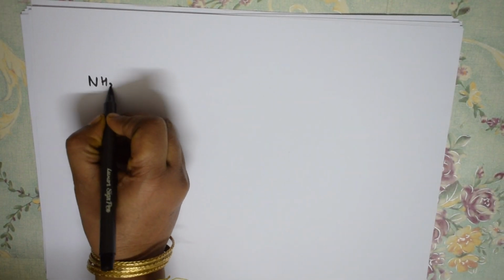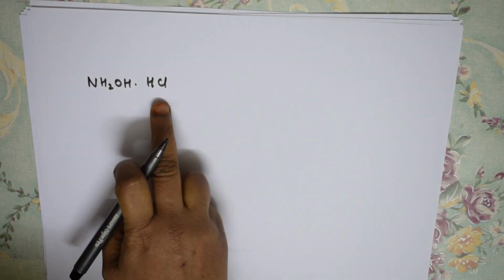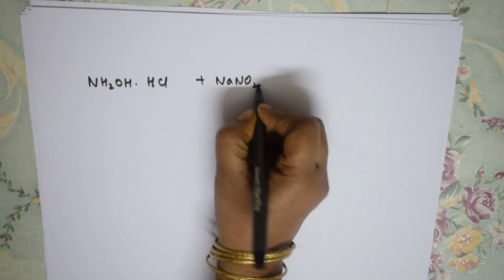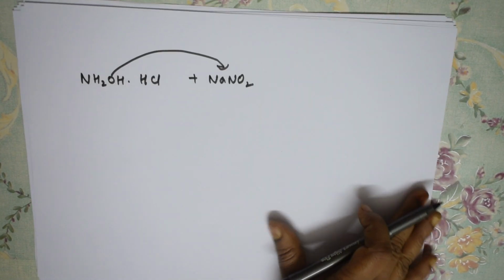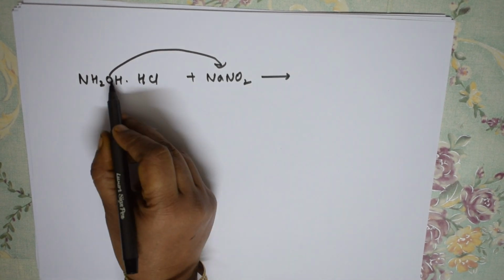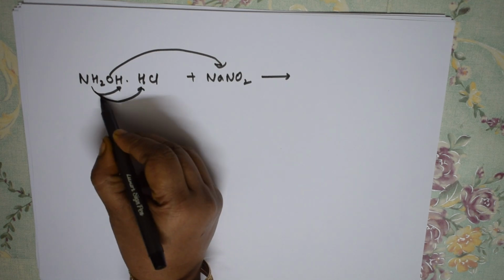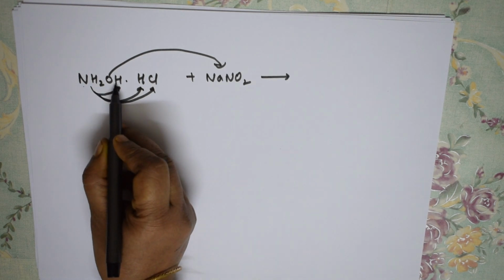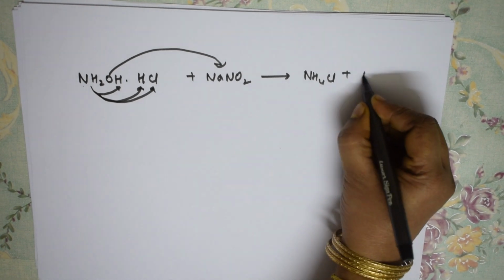Let's check. Suppose I have NH2OH dot HCl. What is this name? Hydroxylamine hydrogen chloride. Suppose here I am going to add NaNO2, same thing like HNO2. It is easily oxidizable. So this oxygen is picked up by NO2 of NaNO2. What do I get? NH3 plus HCl gives NH4Cl, plus NaNO3.